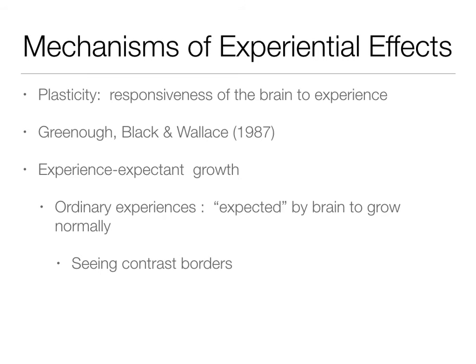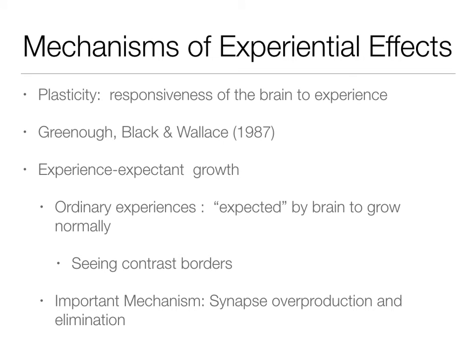So as long as you are getting input through your healthy eye into your healthy brain, that typical development will happen, again, by seeing these different things. And an important mechanism is synapse overproduction and elimination. So again, the brain is making more connections than it needs, and then it's pruning away some of those synapses, so we just have the most effective ones.